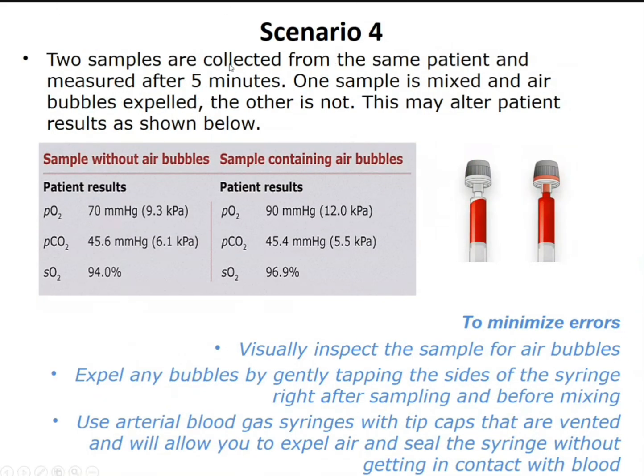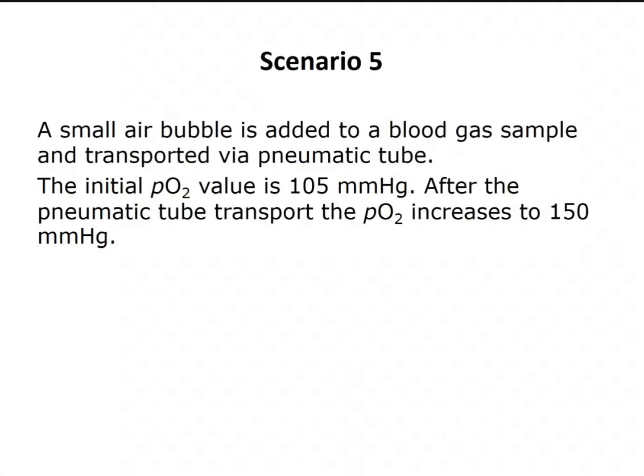Similarly, two samples again collected from the same patient, measured after 5 minutes. One sample is mixed and air bubbles are expelled, the other is not. You have atmospheric air bubbles interfering with your PO2 levels. Sample without air bubbles, PO2 is 70. Sample containing air bubbles gives you a higher value of PO2. Right? So these kinds of errors are commonly observed with ABG analyzers.